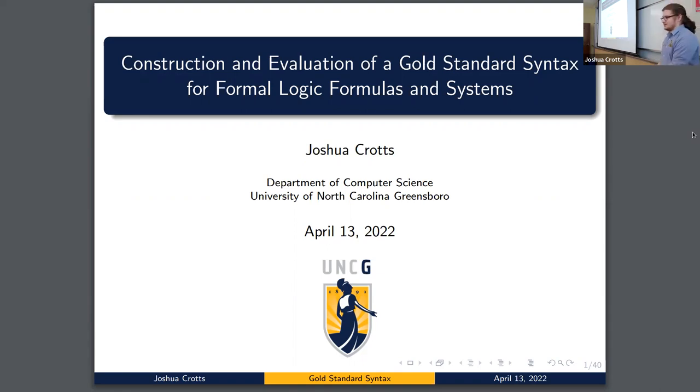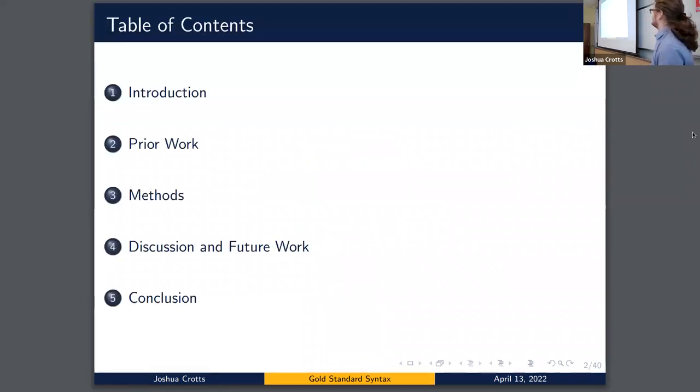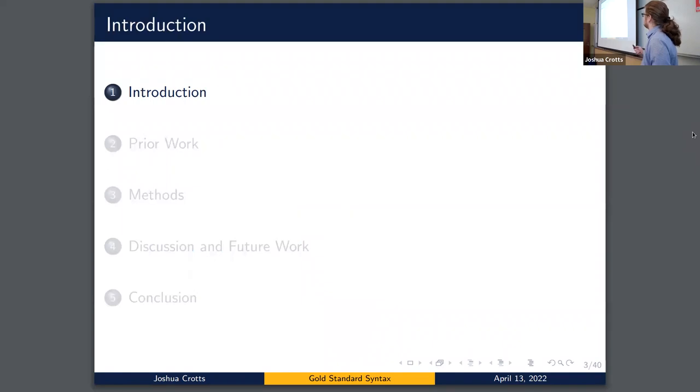All right. So again, my name is Joshua Crotts, and this is the construction and evaluation of a gold standard syntax for formal logic formulas and systems. So this is just today's agenda. We're going to go through the introduction, just a brief overview of the work, then the related work, current literature, the methods. So what did we do? Discussion of future work. Why did we do it? And what can we do to improve upon it? And then finally, the conclusion, just what did we gain from all this? So let's just jump right in.